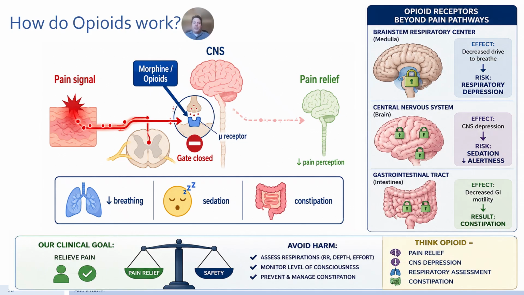But here's an important nursing connection. Opioid receptors aren't involved only in pain. They also depress activity within the central nervous system and the respiratory center in the brain and slow the GI tract. And that's why our clinical goal is a balancing act. It's to provide effective pain relief without causing excessive sedation or respiratory depression, while also anticipating these effects and common effects like constipation. So when you think opioid, I want you to think pain relief, but I also want you to think CNS depression and do a respiratory assessment. And I also want you to think of constipation.